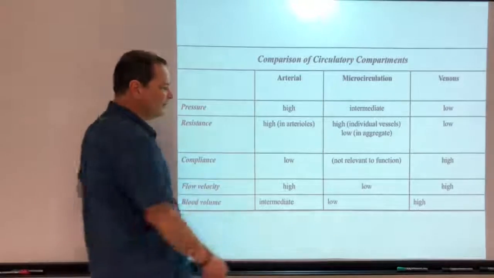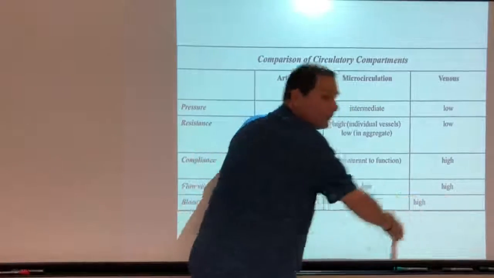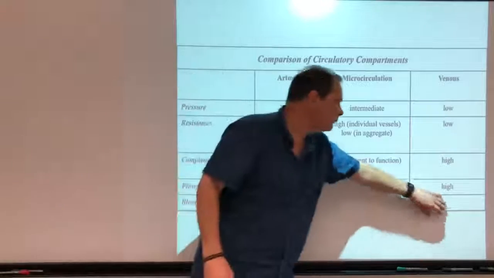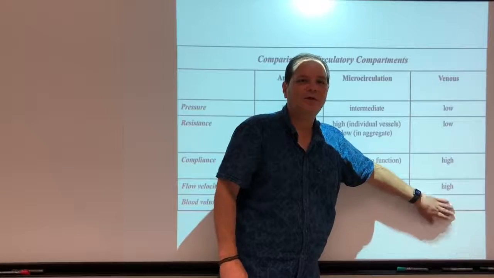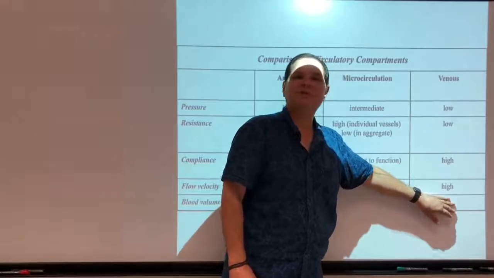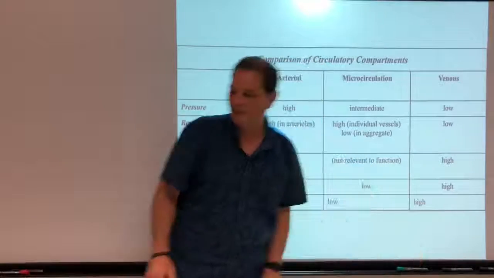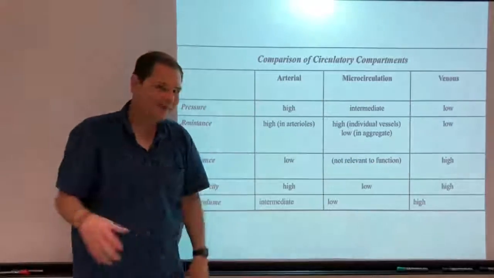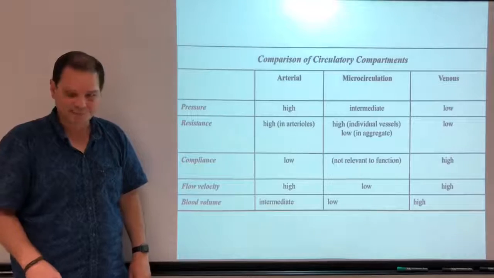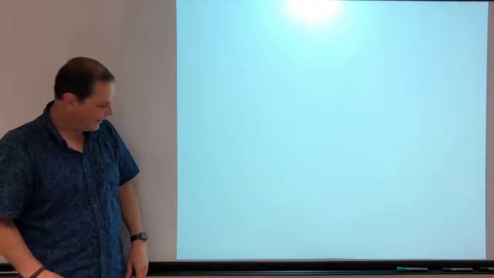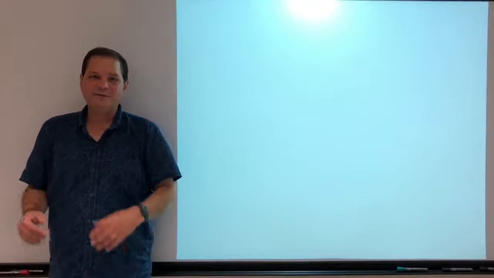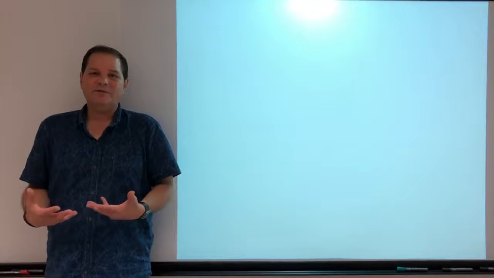The blood volume is highest in the veins. This is where our reserve of blood is, and we can actually draw upon that when we lose blood volume, for instance, in hemorrhage. I'll explain how that happens in a later lesson. All right, that's all I have on our comparison of our different compartments.